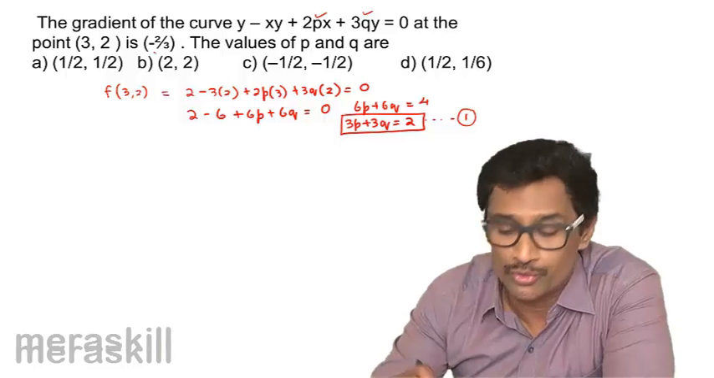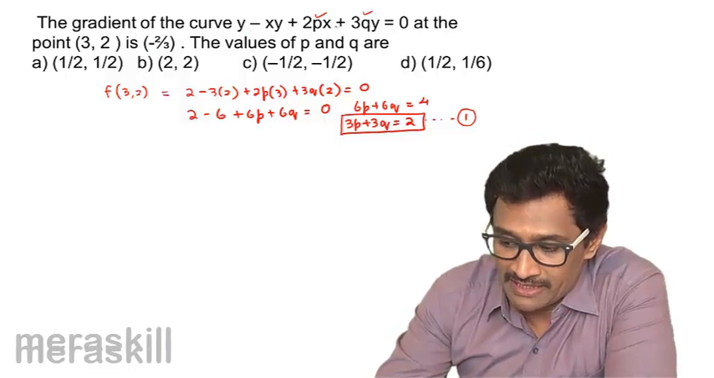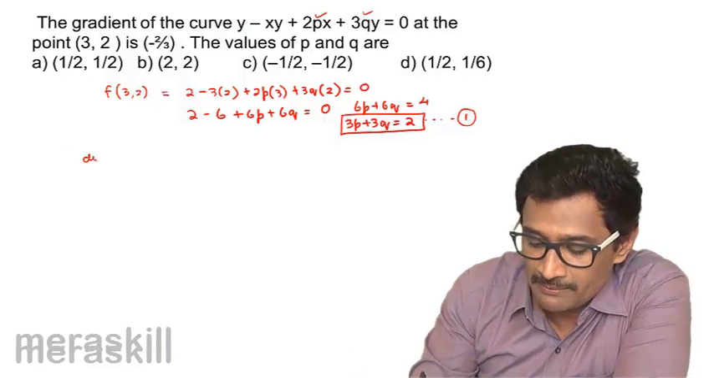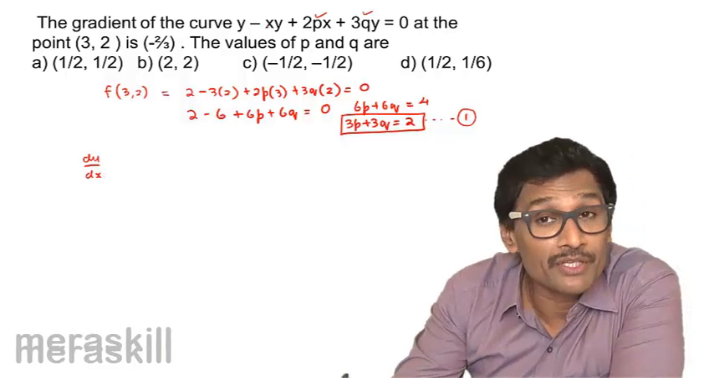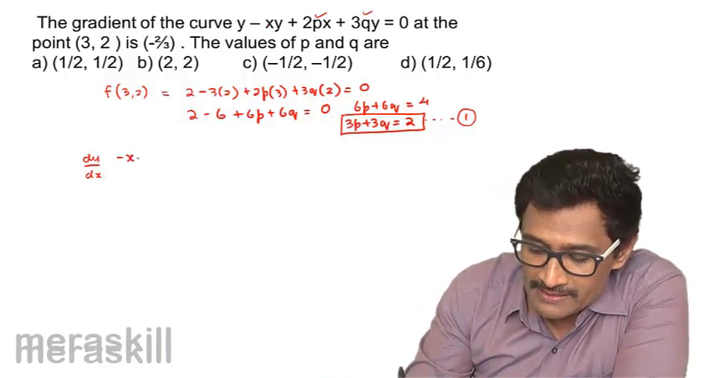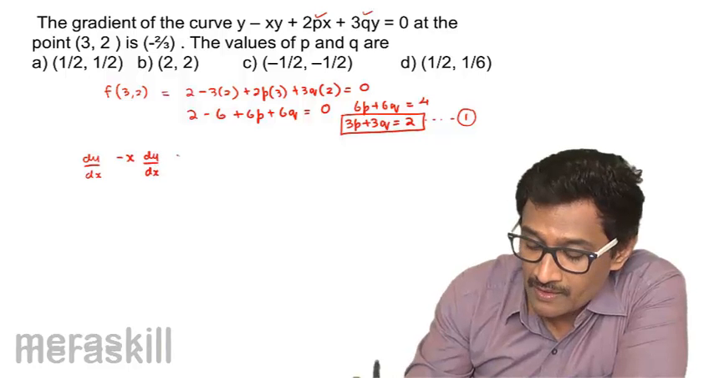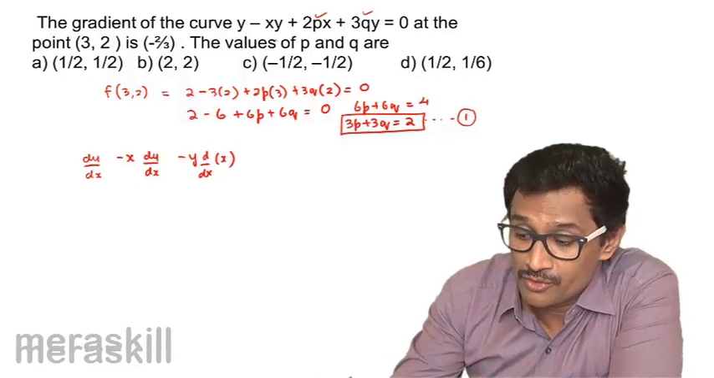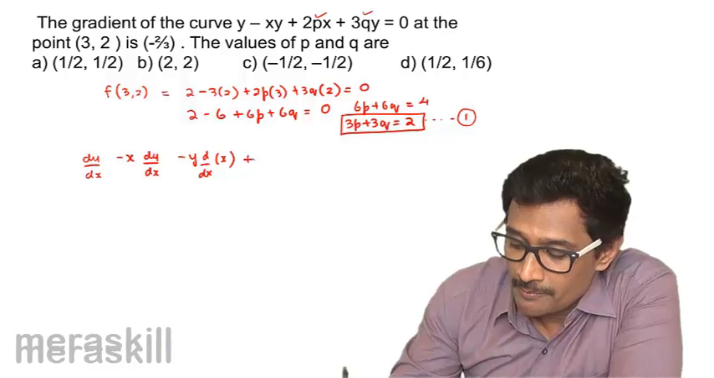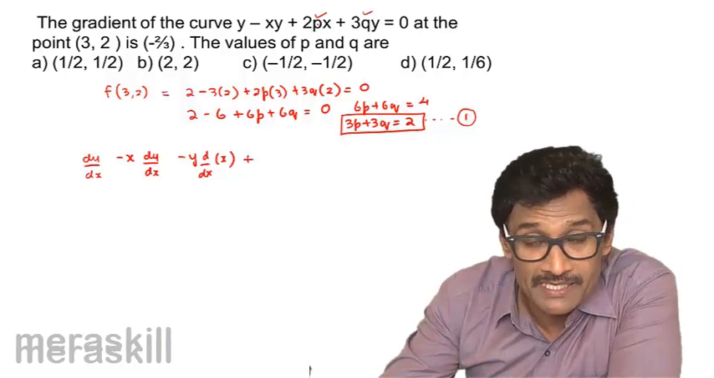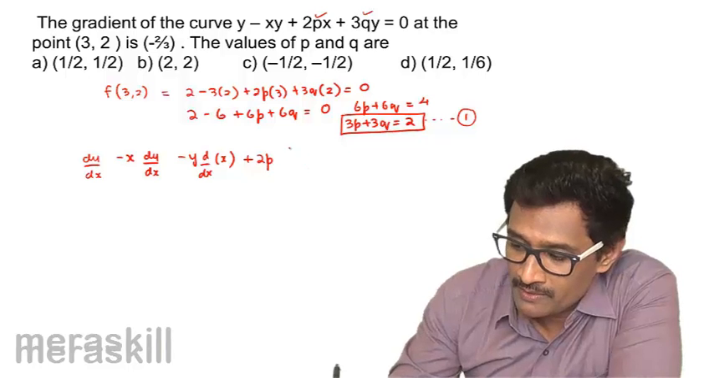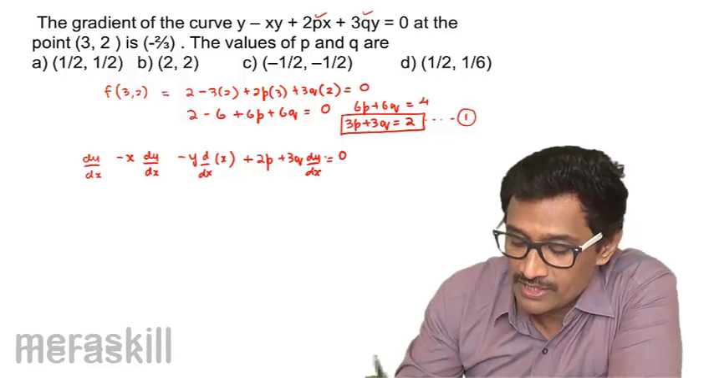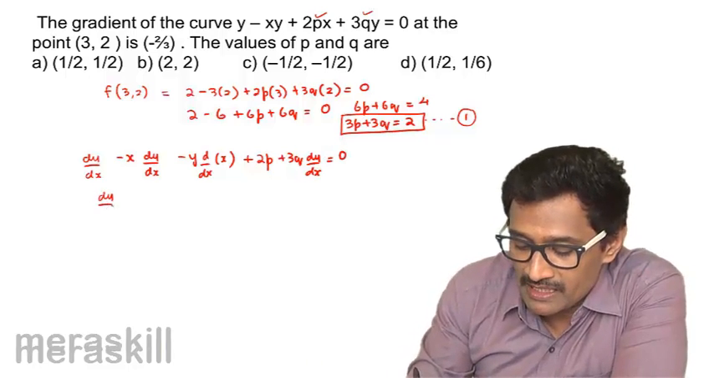Now the other is, we go the usual manner. We have to find the derivative of this. So again, it is going to be d by dx of y, which is dy by dx. Then here we use the quotient rule. Minus x into dy by dx minus y into d by dx of x. We use this minus because minus is a common term. Plus 2p into d by dx of x, p is a constant, which is going to be 2p into 1, plus 3q into dy by dx is equal to 0.